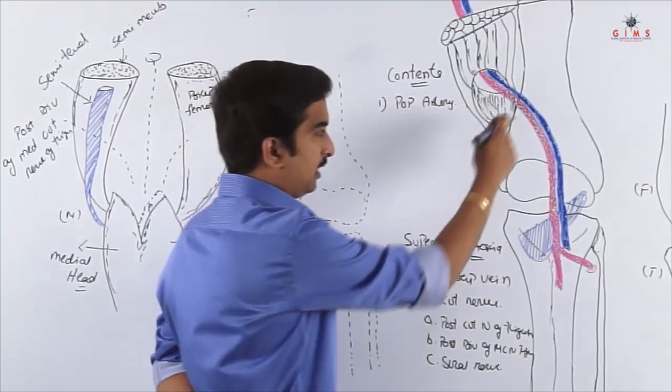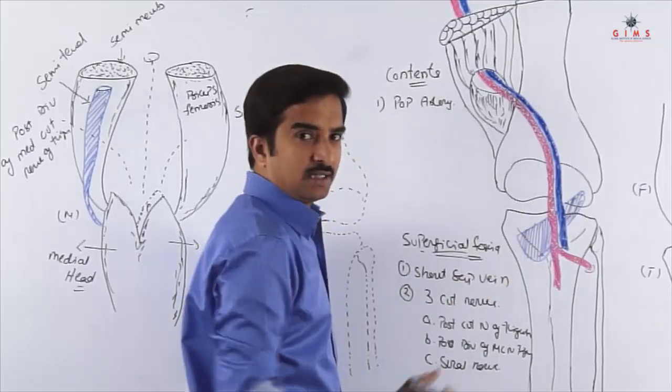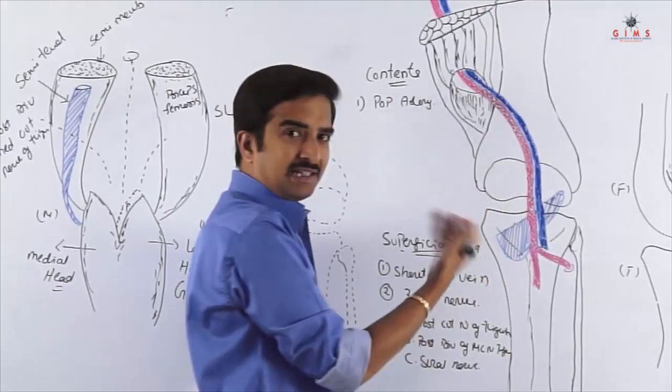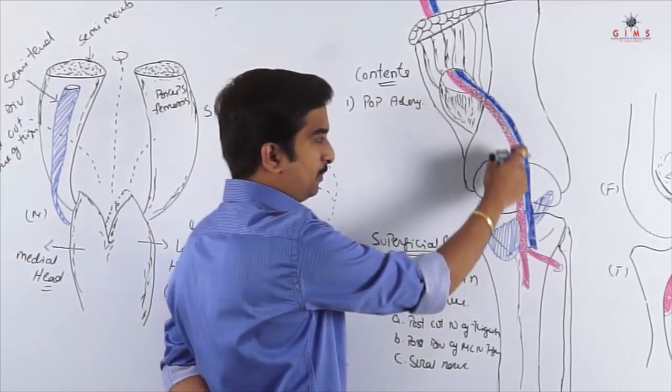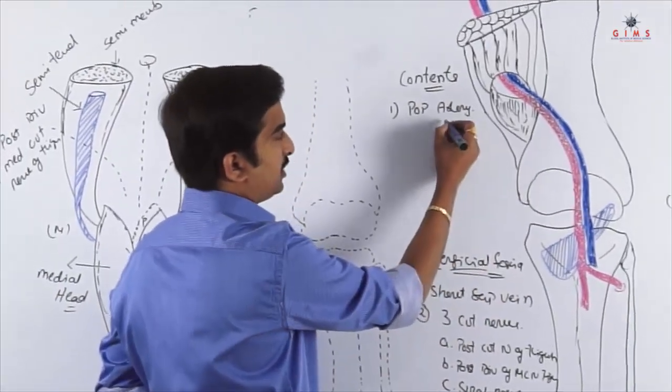Okay, popliteal artery as well as its branches. Here I did not draw the branches. Later we can study what are the branches which are formed. But the popliteal artery and its branches.